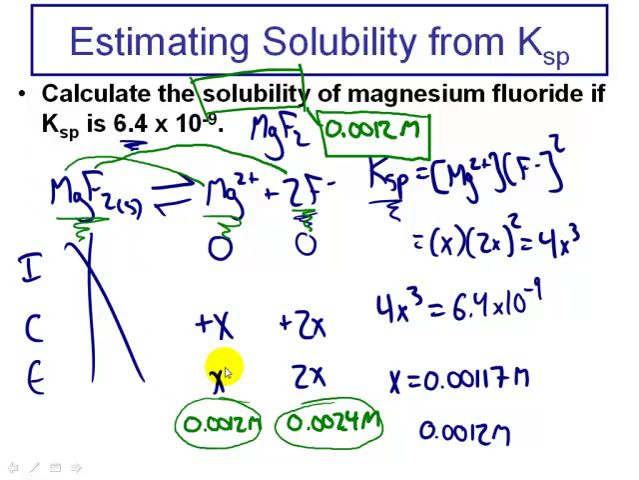And if we think about the magnesium ion concentration, because it's a 1-to-1 ratio, the concentration of magnesium ions at equilibrium is equal to the concentration of this that dissolved. And so that's why that's the molar solubility of that compound in water at equilibrium.